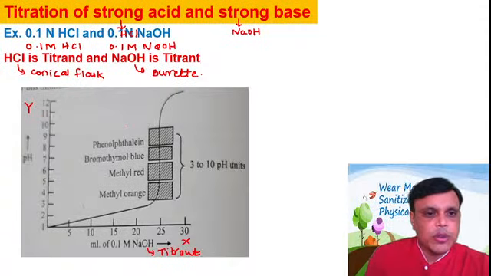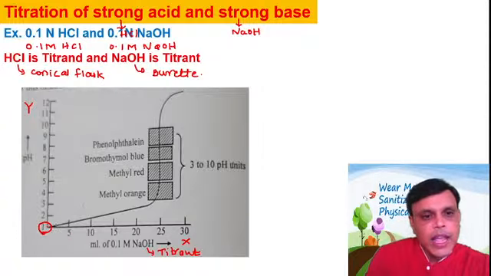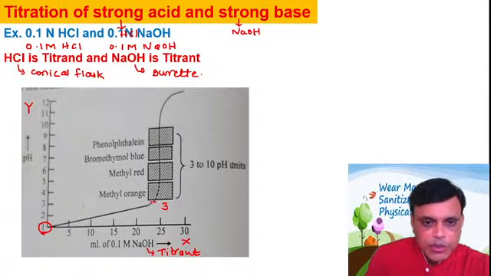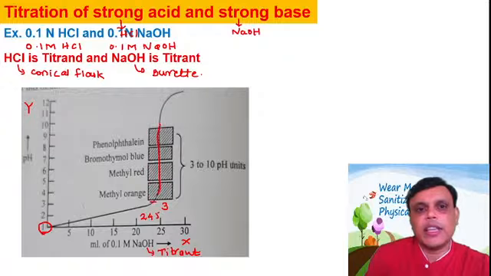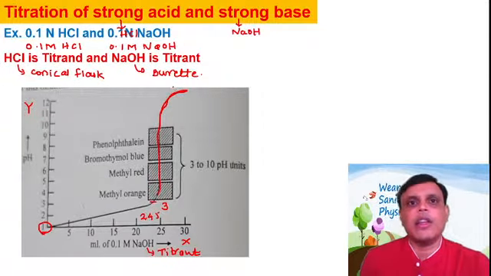Please see this graph carefully. At the start, at time 0, the pH of the solution is 1. Please remember this. Then as you go on adding NaOH, there is a steady increase in pH up to pH 3. Then after pH 3, or after the volume 24.5, there is a sharp and sudden increase in the pH. This is the titration curve or neutralization curve of the strong acid and strong base titration.